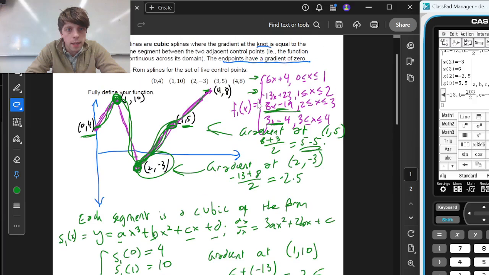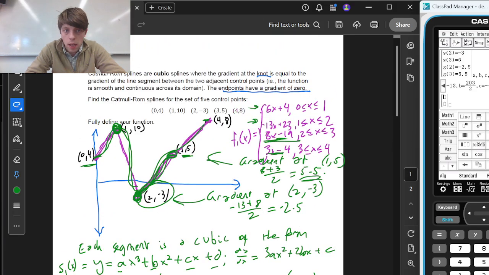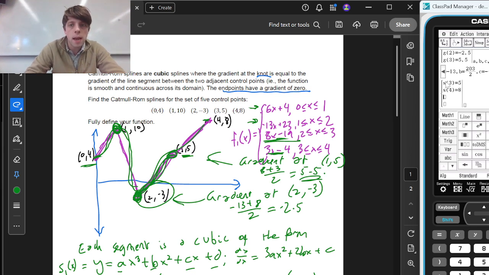Okay, finally, let's find that last spline. So for this last spline, we have the following 4 conditions. So we have when x is equal to 3, y is equal to 5. When x is equal to 4, y is equal to 8. The gradient at that midpoint is 5.5. So when x equals 3, the gradient is 5.5.